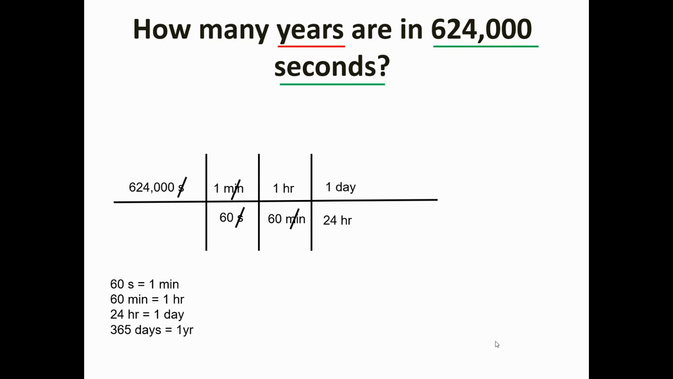Again, my new unit is days, so we're going to have to do one more train track. We'll say 365 days is 1 year. My days cancel. Now we have years as our final unit. So in order to calculate this, we're going to multiply all of the numbers across the top, multiply all the numbers across the bottom, and then divide. When you do that, you end up with 0.0198 years as your answer.